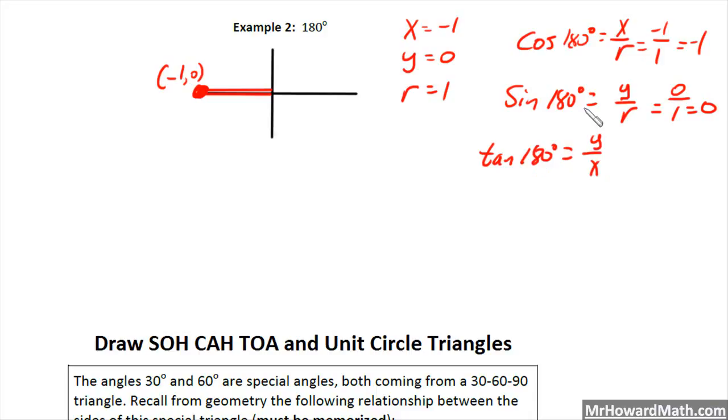And again, we've already discussed in previous lessons how to define these in terms of x, y, and r. So the assumption is you've already gone through those lessons. So y over x, for us, that would be 0 divided by negative 1, so that would be 0. So sine 180, 0, tan 180, 0, cosine 180, negative 1. Alright, let's look at the next section.